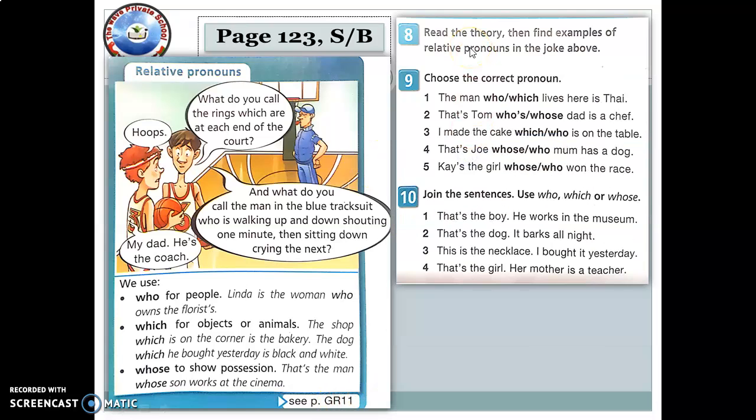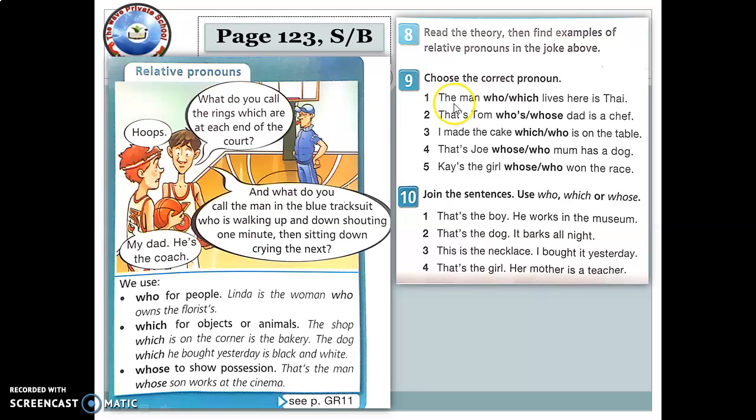So number 8, read the theory, then find examples of relative pronouns in the joke above. So this is the one. It says, what do you call the rings which are? So that is an example. And what do you call the man in the blue tracksuit who is walking out? Okay, so that's it. Number 9, choose the correct pronoun.